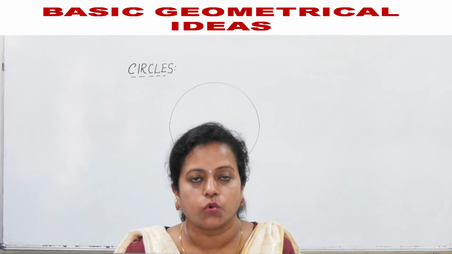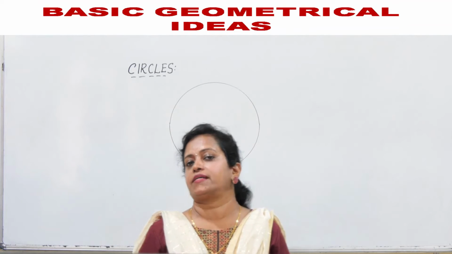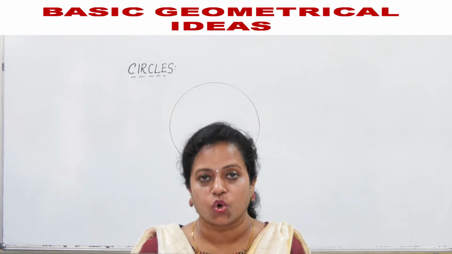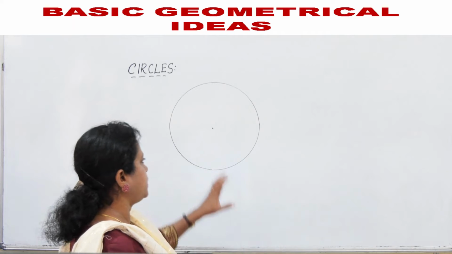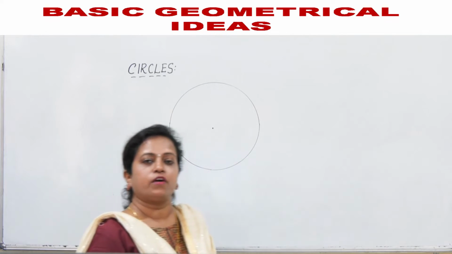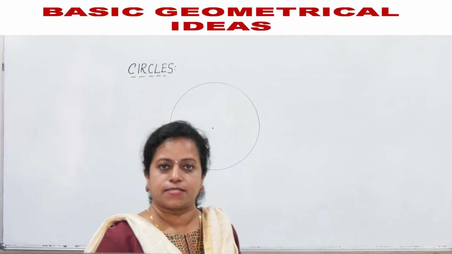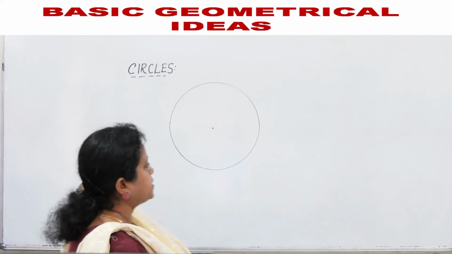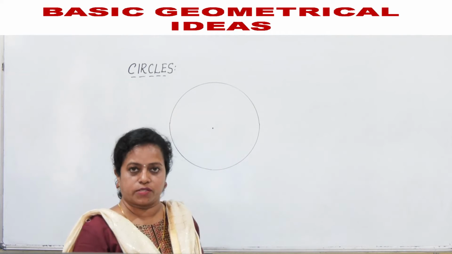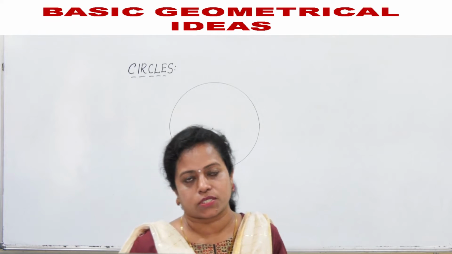Children, today we are also going to learn about a new concept, that is circle. Circle is an example of a simple closed curve. Here you can see a circle being made. It is a simple curve. Why is it a simple curve? Because it does not cross itself. It is a closed curve because it does not have any specific endpoints. So it is a simple closed curve.